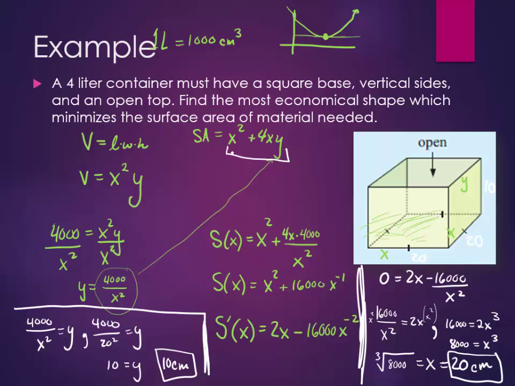I guess we would plug the values in and figure it out, which is 20 squared plus 4 times 20 times 10. I don't get a value here, so if you wanted to find the most economical shape, you just need to put it in, which minimizes the surface area of material. So anyway, that's how you do it.